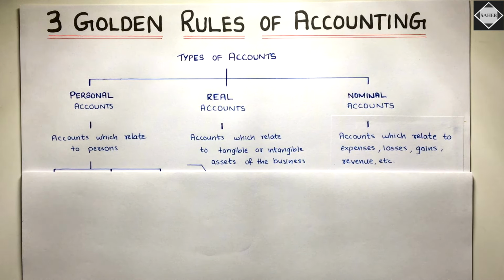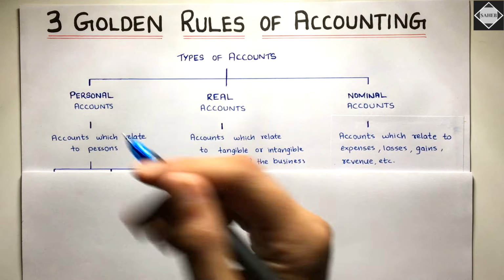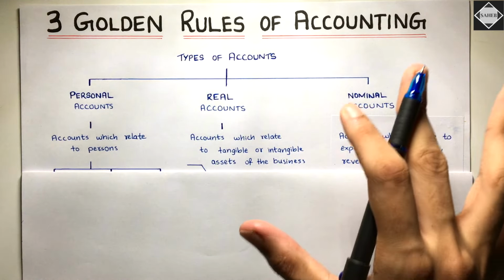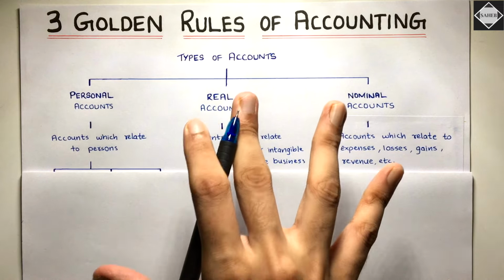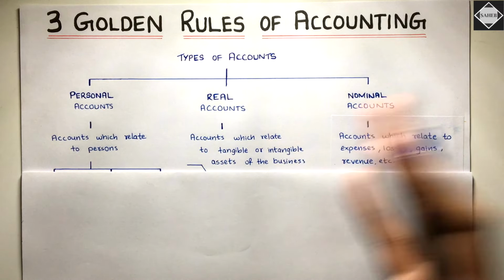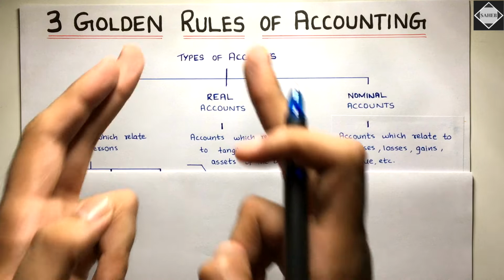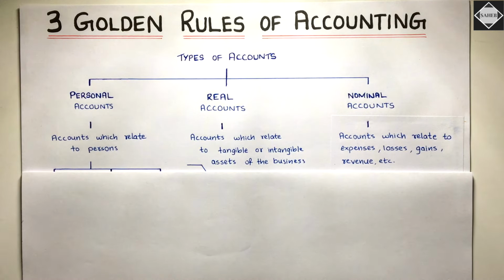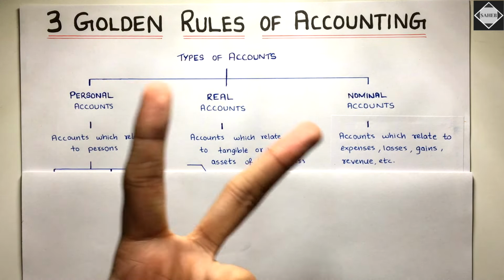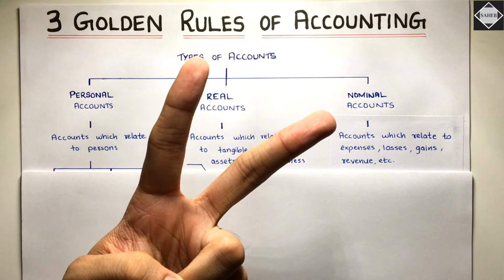Today in this video we are going to understand 3 golden rules of accounting, which is really simple and straightforward. We use these rules to pass the journal entries, to prepare the ledger accounts, to do the trial balance, and the entire accounting is based on this, isn't it? We have to know properly what the rules of debit and credit are. Now you all know there are two different rules of debit and credit, right?